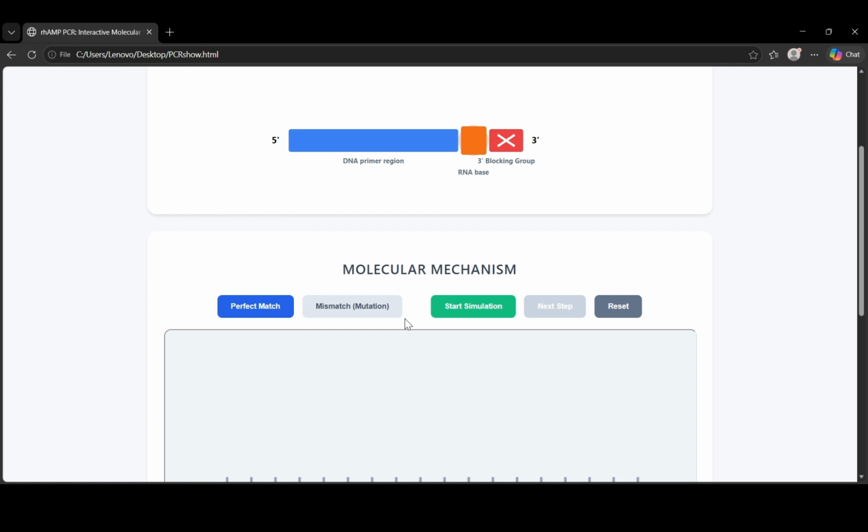If there is perfect complementarity of the DNA region along with the RNA base with the target base, then the RNase enzyme will recognize this RNA-DNA hybrid and proceed with the cleavage of the blocking region, and hence efficient downstream amplification takes place.